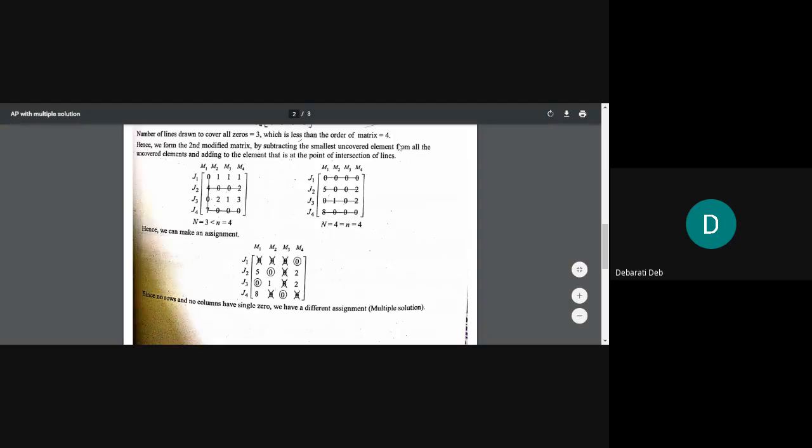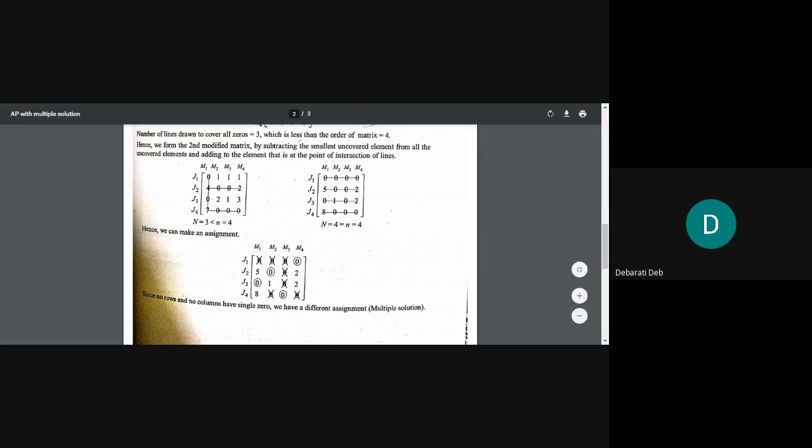Yes, ma'am. Priyanka done, Pratiksha did. Okay. Then others? Yes, ma'am. Okay. So you got 4 lines in the second modified matrix.